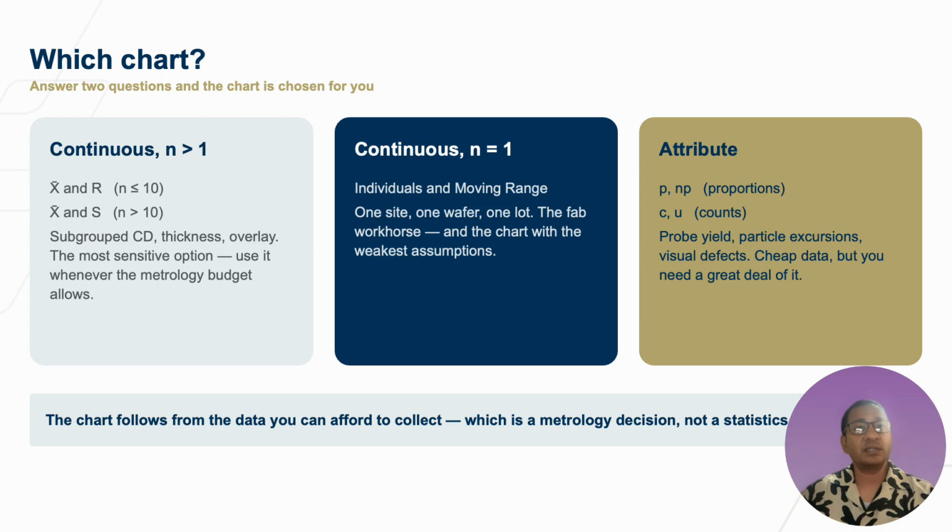Notice what actually determines the answer. It is not statistics. It is how many measurements you can afford, which is a metrology capacity decision made by someone else. The statistics then tells you what you are entitled to conclude from what you got.